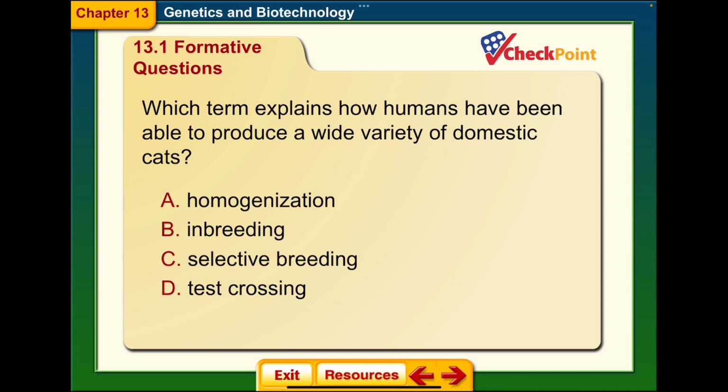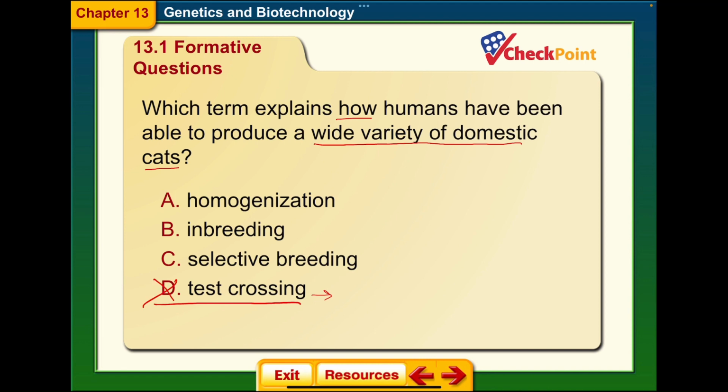Right, which term explains how humans have been able to produce a wide range of domestic cats? What does that mean? The question is basically saying, how have we as humans been able to produce a wide variety of these domestic cats? Is it by test crossing? Test crossing is just to find the genotype of our parent, so that's obviously out.